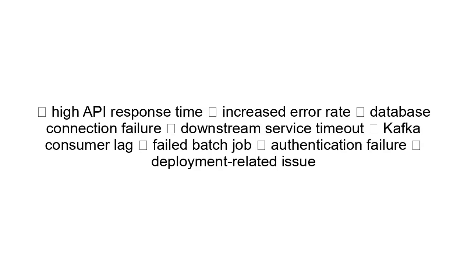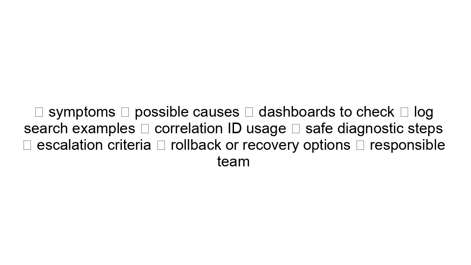The runbook included: high API response time, increased error rate, database connection failure, downstream service timeout, Kafka consumer lag, failed batch job, authentication failure, and deployment-related issues. For each issue, I documented: symptoms, possible causes, dashboards to check, log search examples, correlation ID usage, safe diagnostic steps, escalation criteria, rollback or recovery options, and responsible team.